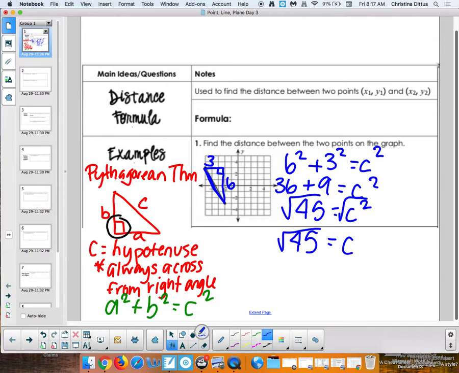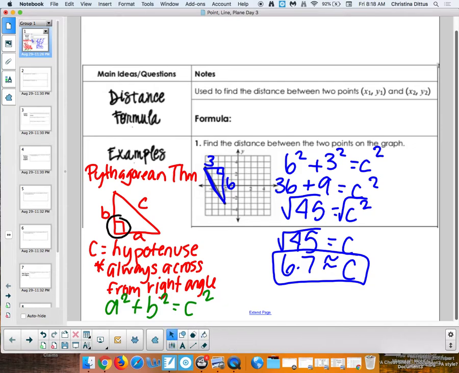Anybody? 6.7. So here we use squiggles for approximately 6.7. Okay. Questions on how we solve the blue stuff? No. Okay.